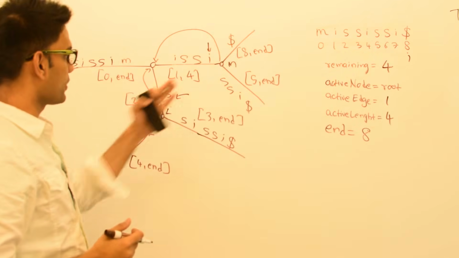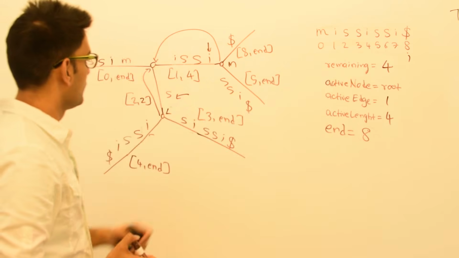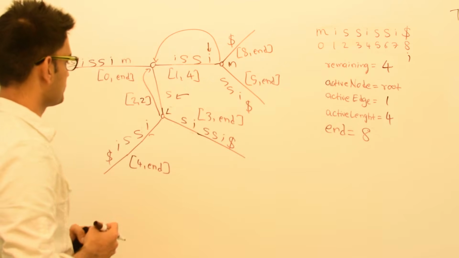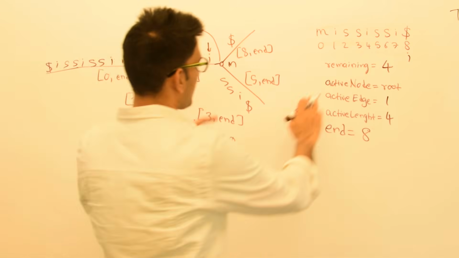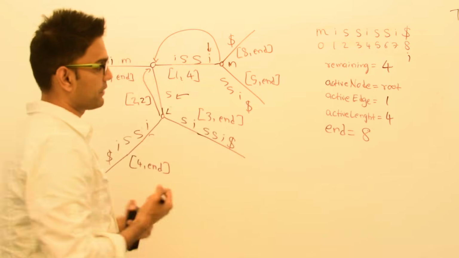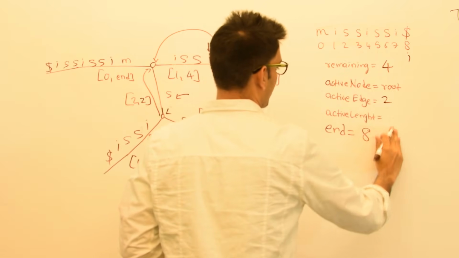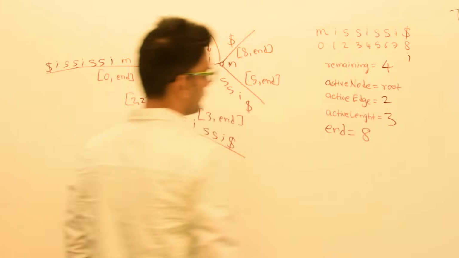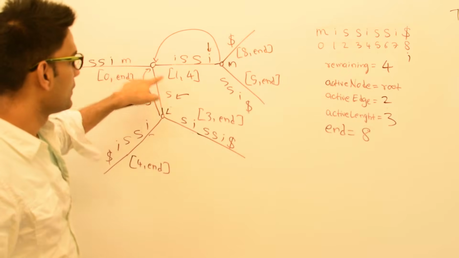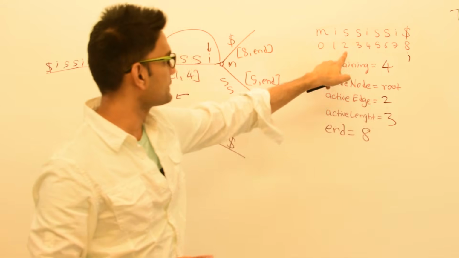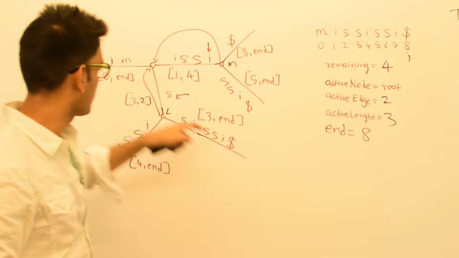Then we check where do we go from here. Since we are still in the while loop, while remaining is greater than 0, we check where do we go from here. So since the active node is root, what we do is we increment our active edge by 1, so active edge becomes 2. And we decrement our active length by 1, so active length becomes 3. So the next point we're going to go is this active point. So from root, move in the direction of 2, which is S, and then move 3 in the direction of S.